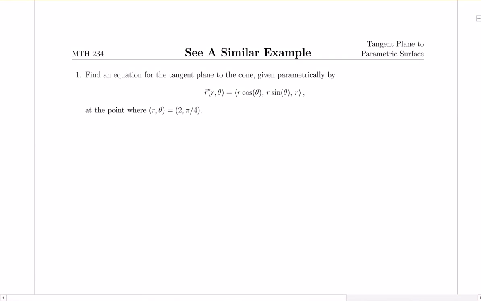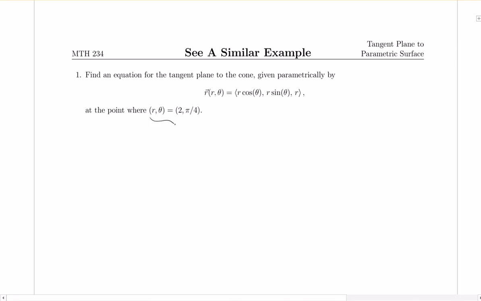In this video, we will find the tangent plane to a parametric surface. So we have the equation for a cone given parametrically in the variables r and theta, so essentially in polar coordinates as given here. And we're asked to find the tangent plane at the point where r is 2 and theta is pi over 4.